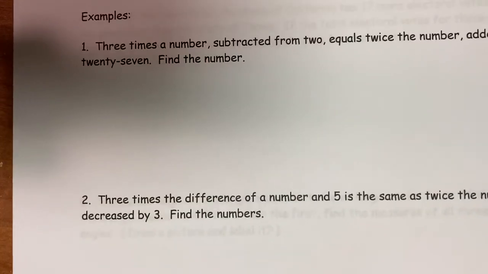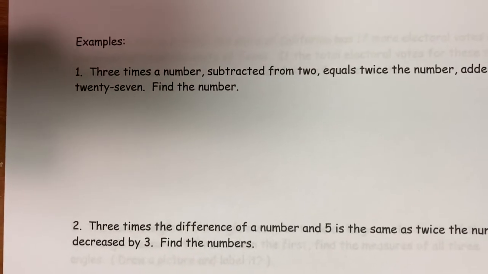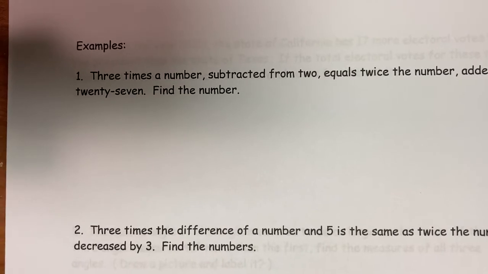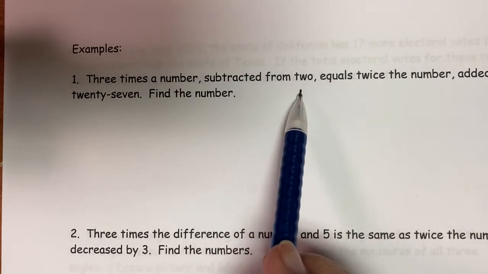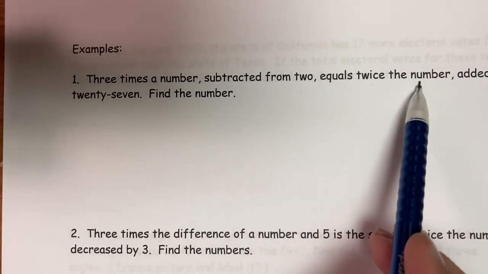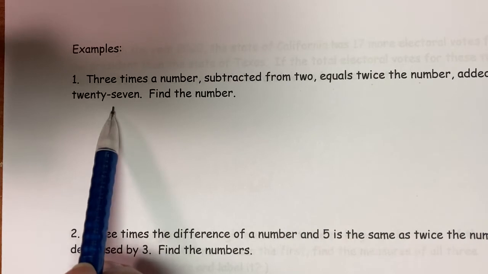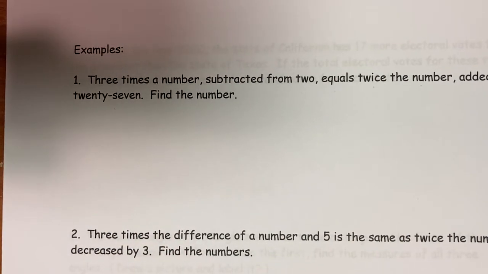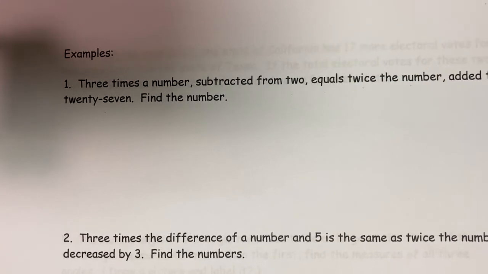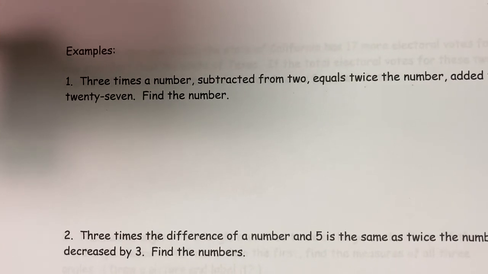All right, so here we go. We have a few story problems we're going to do. So let's read the whole thing all the way through. 3 times a number subtracted from 2 equals twice the number added to 27. Find the number. So we've read it all the way through. Let's identify what we're looking for. What are we looking for? We're looking for the number.